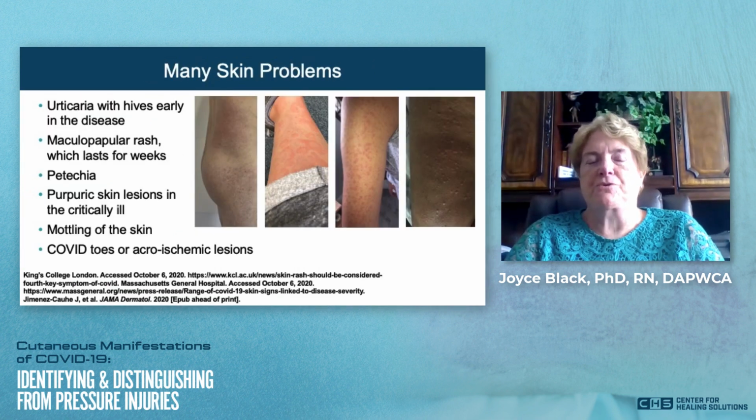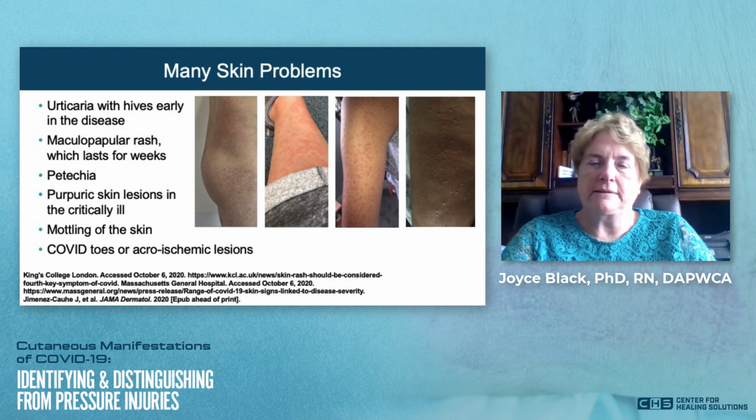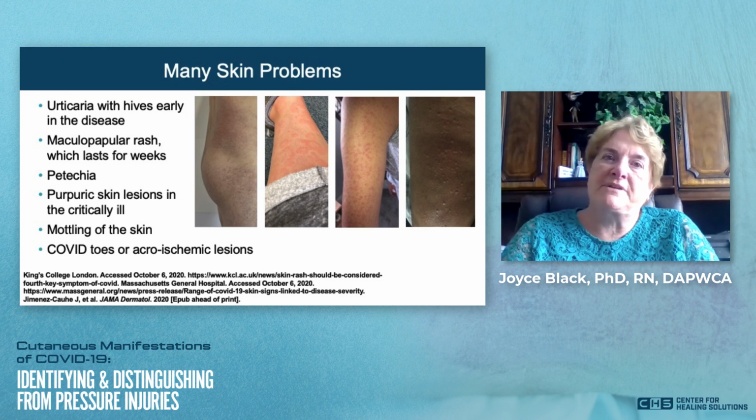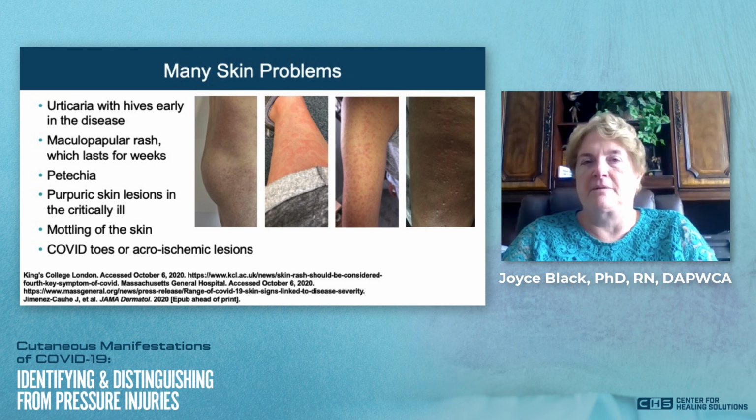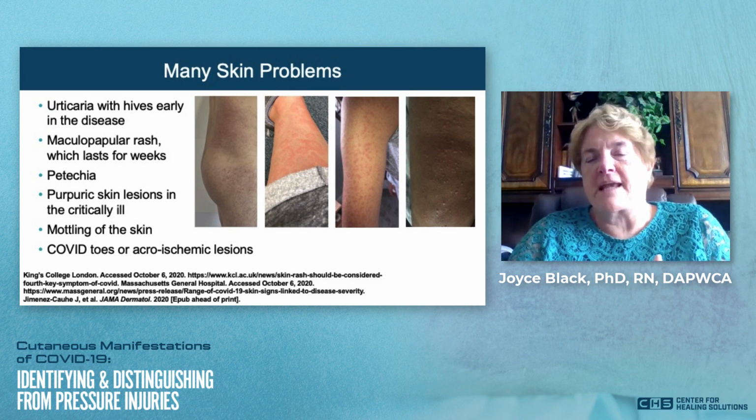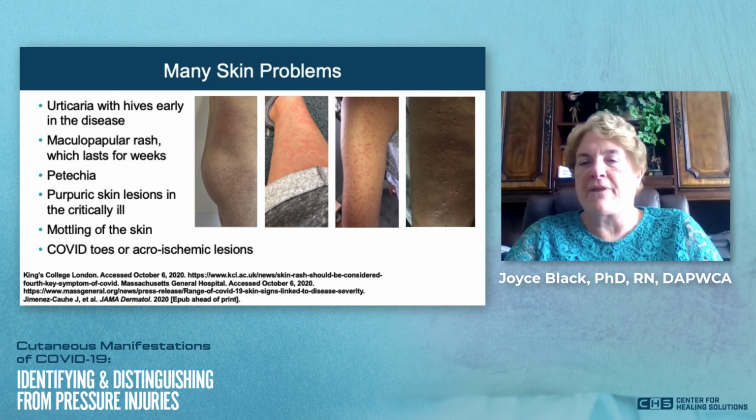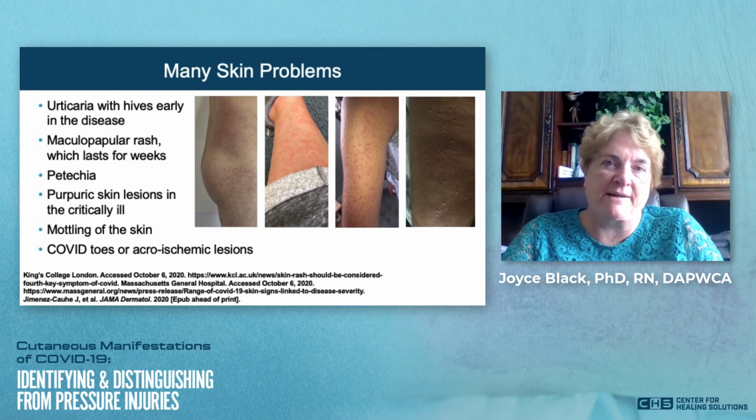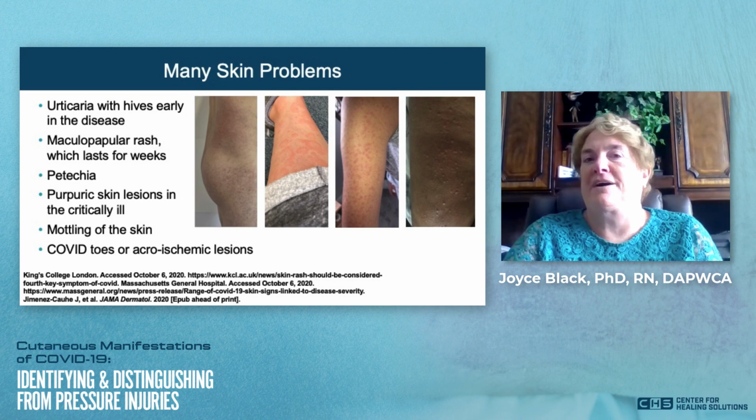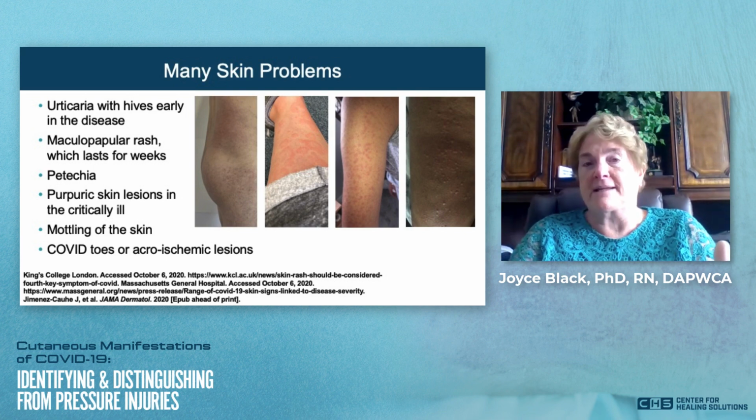There's other skin problems too. There's urticaria, and people will talk about urticaria and hives early in the disease. There are folks that report maculopapular rashes, sometimes petechiae. We see mottling of the skin and the purpuric skin lesions, particularly in the COVID ill patient who's critically ill, vented, and those kinds of things. There are folks who call these acroischemic lesions, particularly when they're in the toes, and that's a perfectly fine story too. They've actually been called COVID toes, which I think is a unique phrase, but I think it fits.